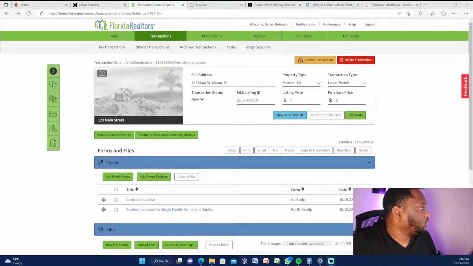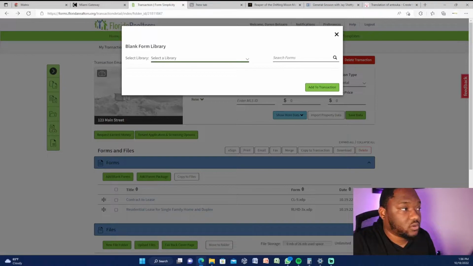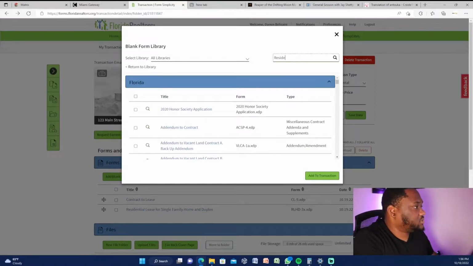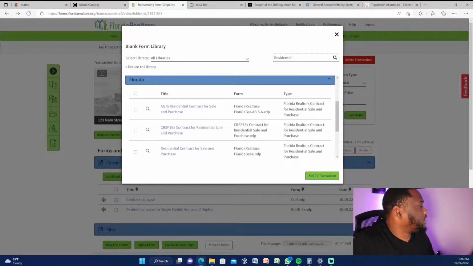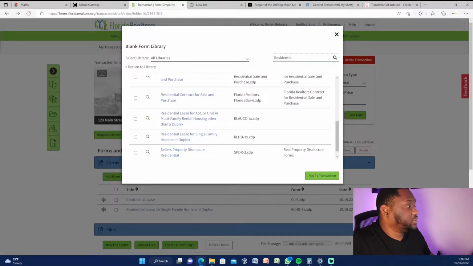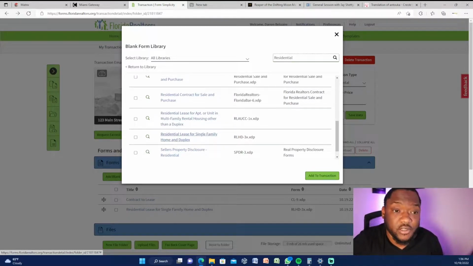To find that form on Form Simplicity, you're simply going to go to Add Blank Forms, type in residential, press enter, and you will find two different versions of the form. You have the residential lease for apartment unit or multifamily, or residential lease for single family home and duplex. These forms are pretty similar to each other. I'm going to go over the simpler one, which is residential lease for single family home and duplex, which goes over a few things that you must know when you fill out the contract and that your landlord or the tenant must know.